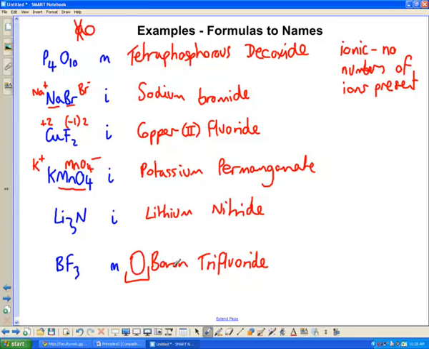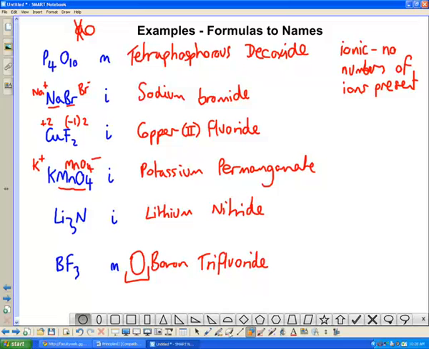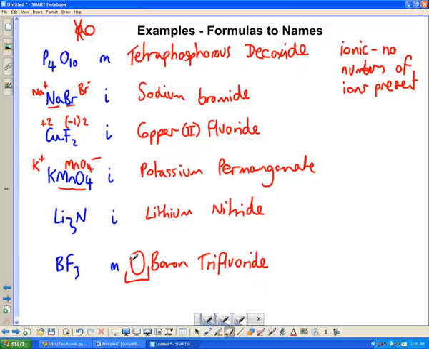If you have one atom of your first element, there is no prefix. If it's anything else, there is a prefix. So if this was 2, it would be di, 3 would be tri. And that's just the way it is. So if you have one atom of your first element, then you don't include the prefix.